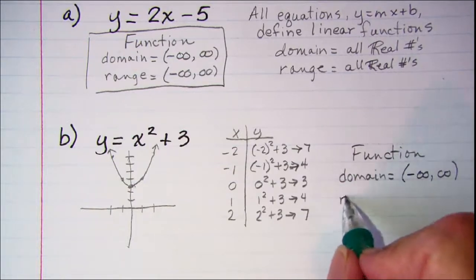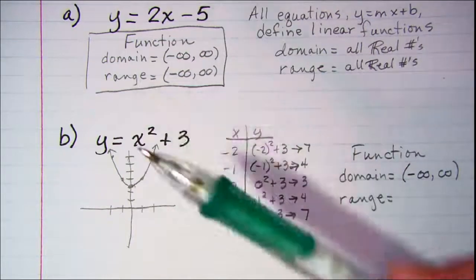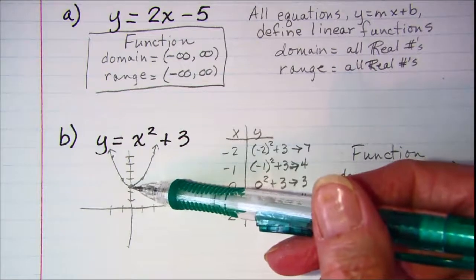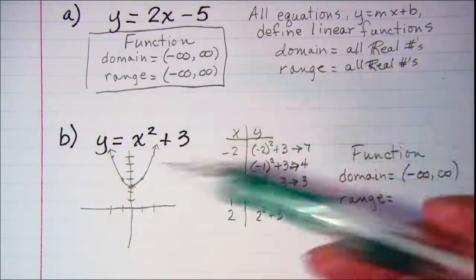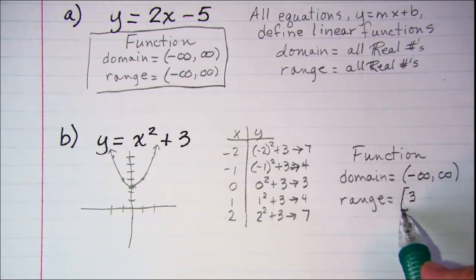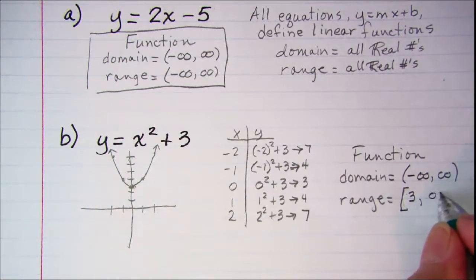The range, we can see that we don't start our points until here when y is equal to 3, and then we go on forever up. So our range includes 3, and we use a bracket to show that we're including 3, and then we go up to positive infinity.